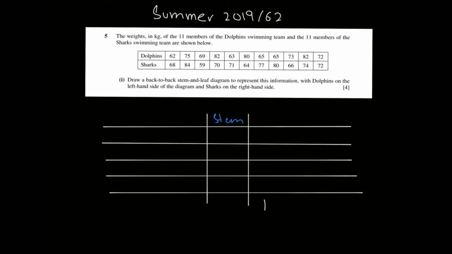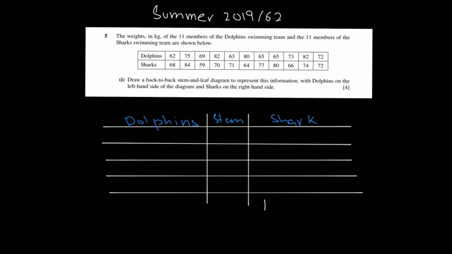Since this question explicitly tells us to draw the dolphins on the left-hand side, we'll write dolphins over here, and sharks on the other side. If it's not mentioned, then you can do it either way. It doesn't really matter, right? So let's look at the dolphins first.